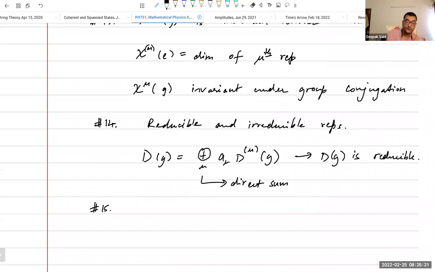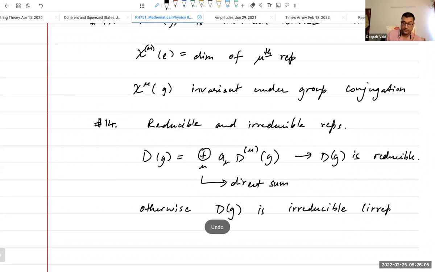Then you have the notion that if you have a representation which cannot be written in this way, so if this condition is not true, we say that D of G is irreducible, and it's often abbreviated as an irrep. Irrep means irreducible representation.